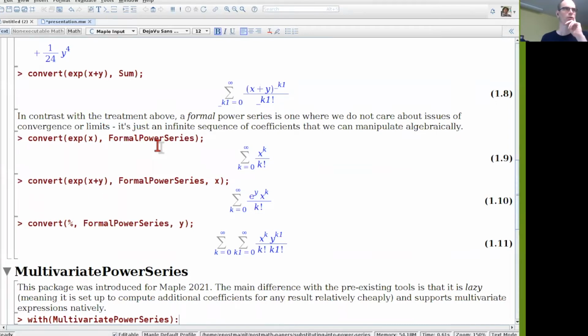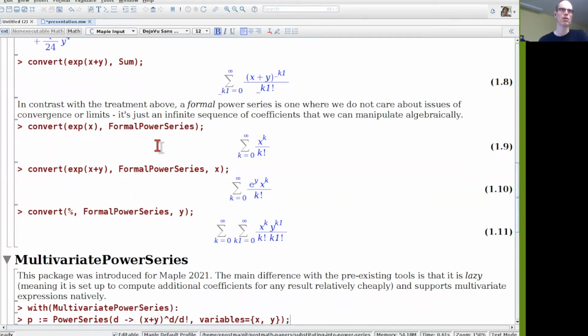For Maple 2021, we introduced a package called Multivariate Power Series. And the main difference with the pre-existing tools is that it is lazy. You describe to it an expression that you want a formal power series for, and it then computes a bunch of coefficients, and it can compute additional coefficients fairly cheaply instead of having to start over if you decide you don't have enough precision in your answer. It also supports multivariate expressions natively.